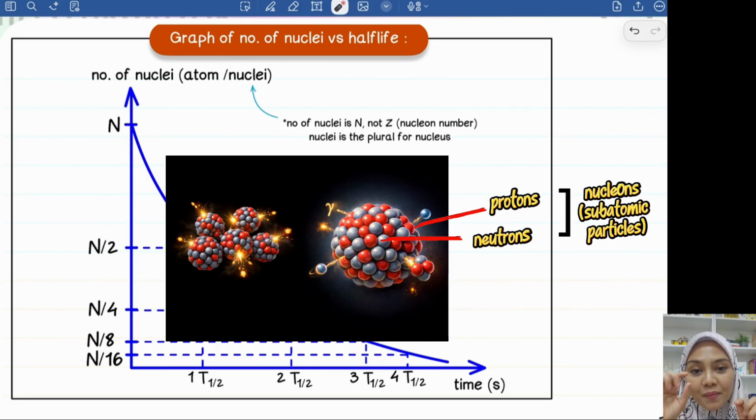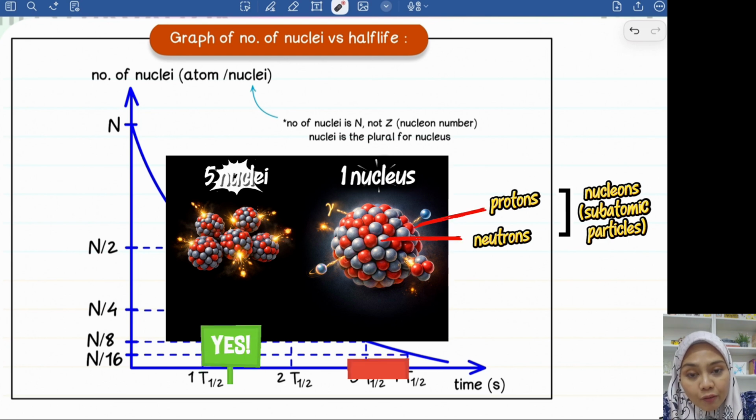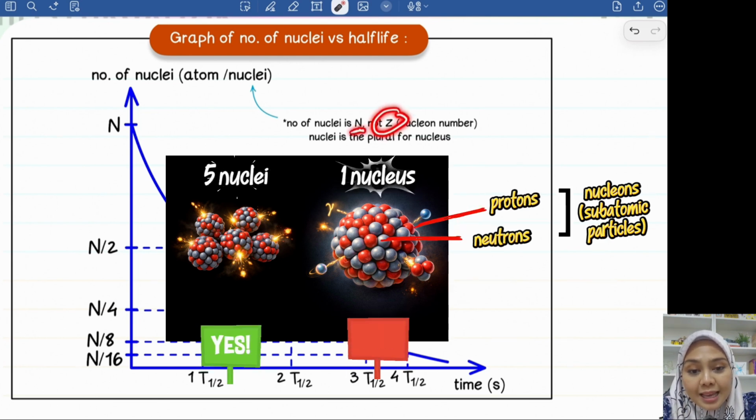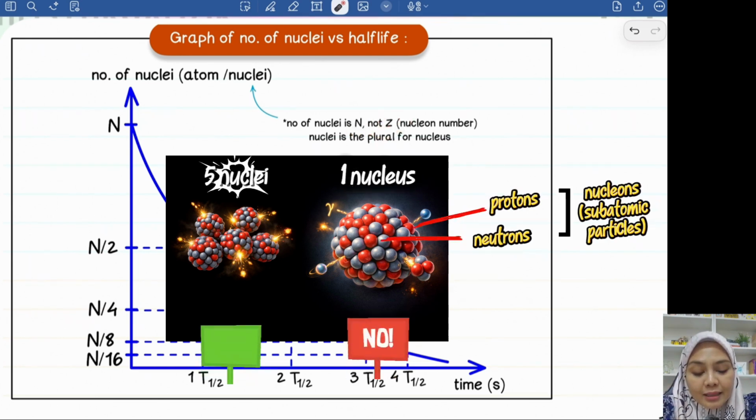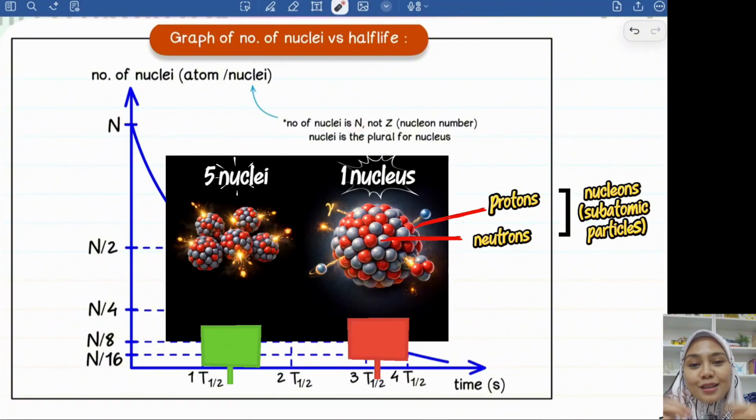And we are not talking about all the subatomic particles, the neutrons and protons in one nucleus. No, we are talking about a lot of nuclei, and that's why we call it nuclei. So be careful with that. It is not Z, but the number of nuclei, which this time we call N. This is not neutron. This is nuclei.